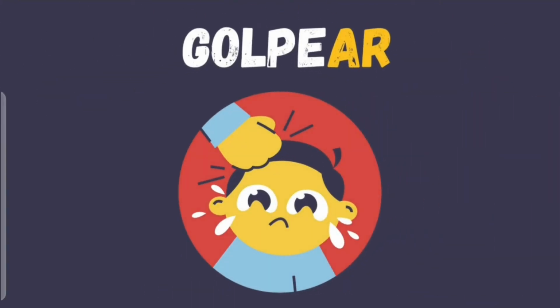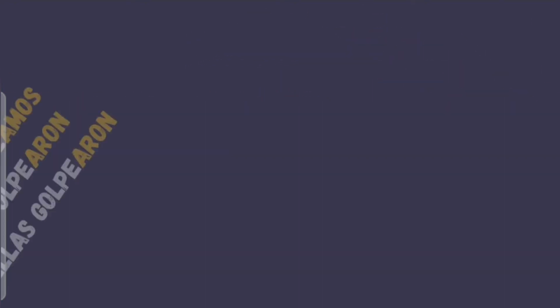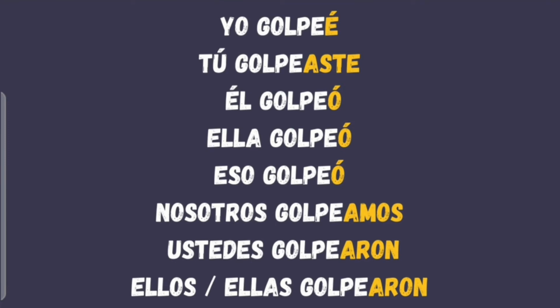And now we have this verb to hit. Okay? To hit, to beat, golpear. So let's see how you have to conjugate this. Okay? Yo golpeé. Tú golpeaste. Él golpeó. Ella golpeó. Eso golpeó. Nosotros golpeamos. Ustedes golpearon. Ellos or ellas golpearon.